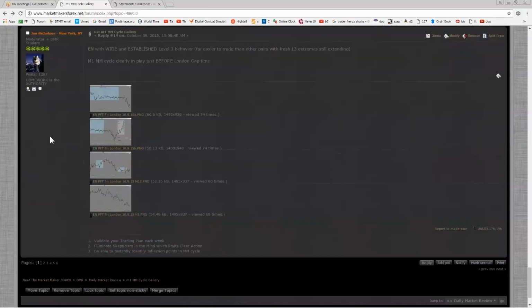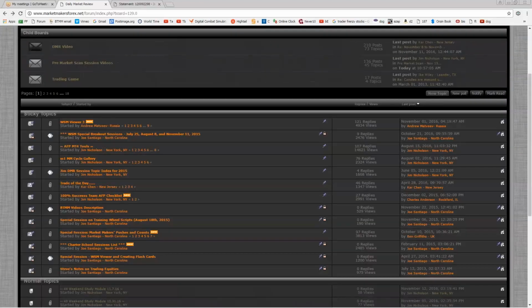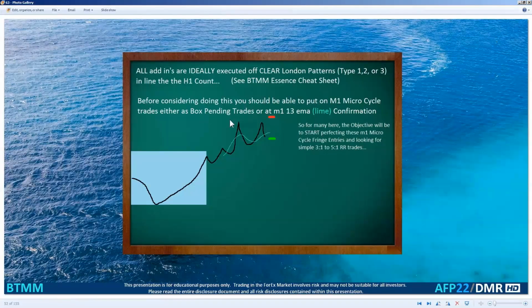All right, so I do implore you to go back into this section of the forum, M1 microcycle gallery, to get up to speed with getting your order in, at least at the confirmed entry, if not box pending order. Okay, and be happy with 3-to-1 or 5-to-1 risk reward trades. That's to the next trap area, or just on the other side of the next trap area. Once you get used to 3-to-1 to 5-to-1 trades, you're going to be great. But if you can bring these up to 7-to-1 to 10-to-1, that's the idea here.